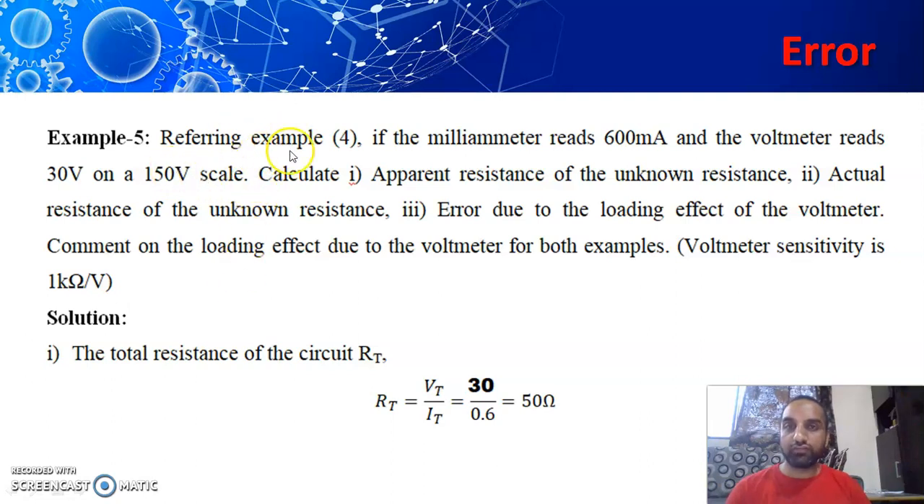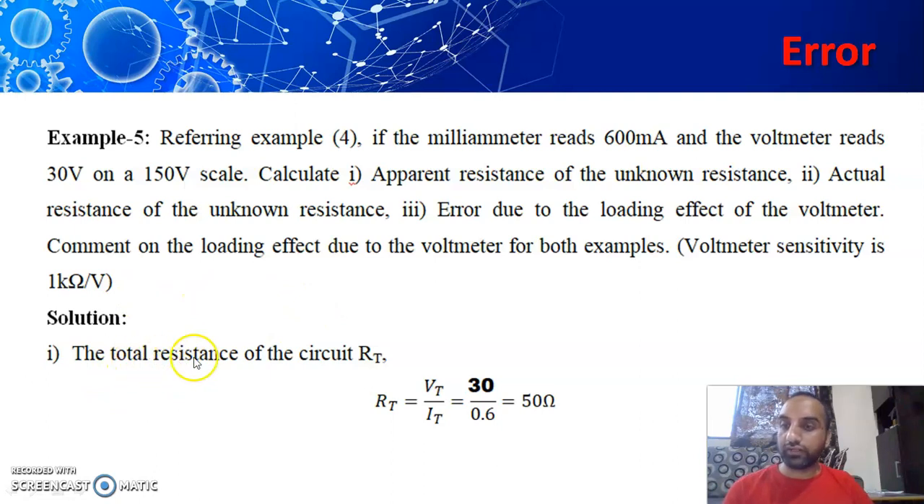So we have to take this reference and, using it, if the milliammeter reads 600 milliampere and the voltmeter reads 30 volt on a 150 volt scale, we have to calculate the apparent resistance of the unknown resistance, then the actual resistance of the unknown resistance, and find the value of error due to the loading effect of the voltmeter. Also, we have to comment on that loading effect due to the voltmeter for both these examples. So in this case, we are using a voltmeter whose sensitivity is 1 kilo ohm per volt.